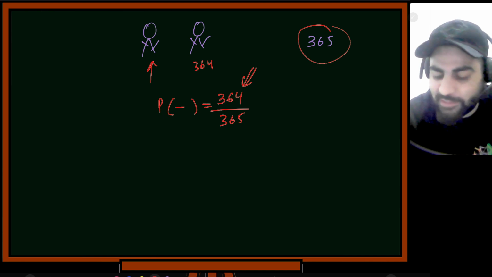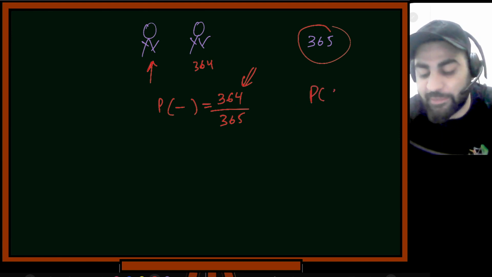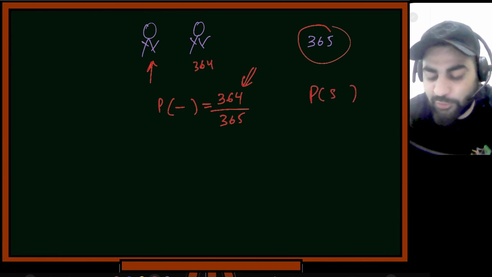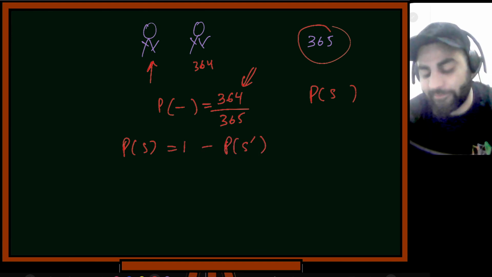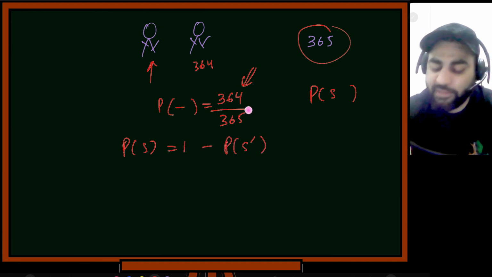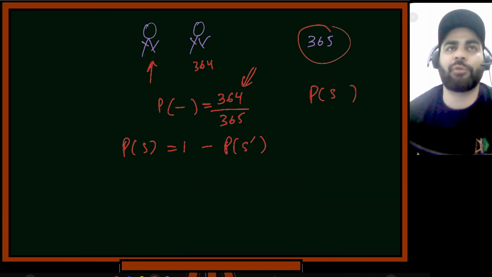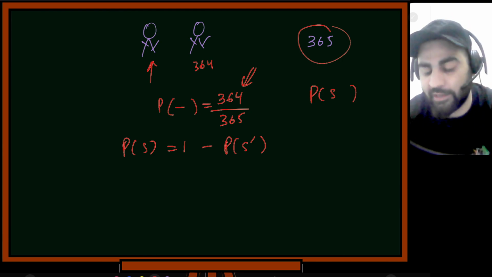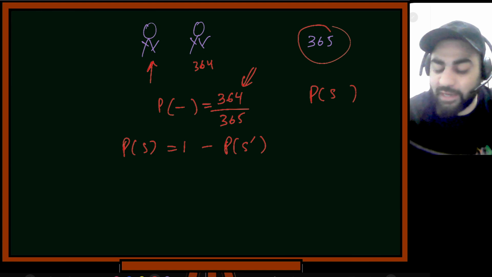Now I had the probability of two people sharing a birthday. Let's suppose P of S means the probability of sharing a birthday. I know that the probability of sharing a birthday is equal to 1 minus the probability of not sharing a birthday, because this is easy to compute. This one is a little bit hard, because combinatorially this problem is hard to compute and I cannot intuitively come up with an answer for it. So what I'm doing is computing the complement.